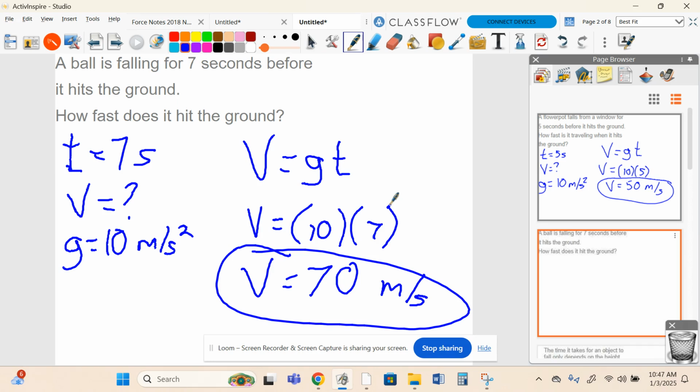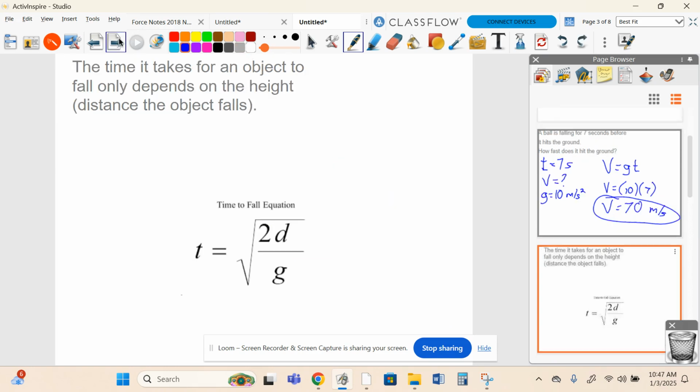Every single second, it increases its speed by 10 meters per second. That is that acceleration. All right, so that was the easy one. Let's take a look here at our next one.